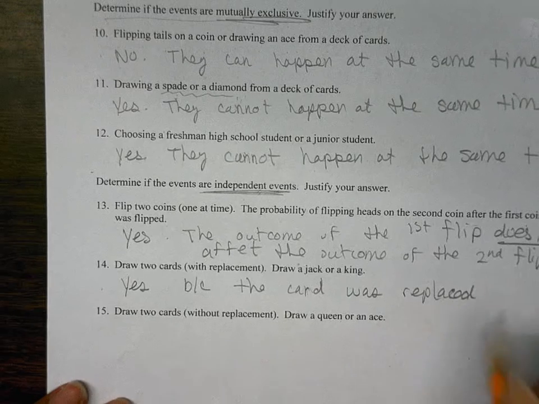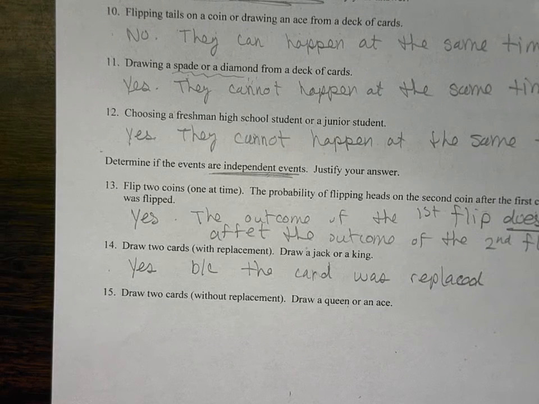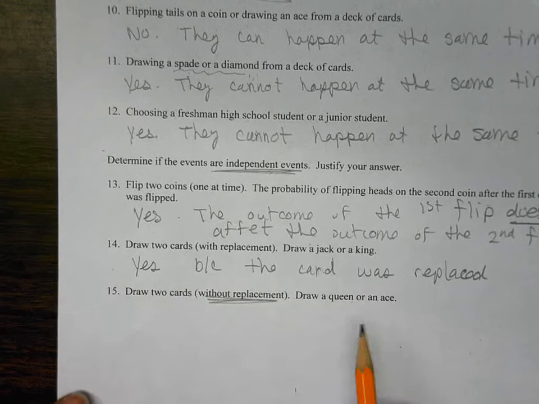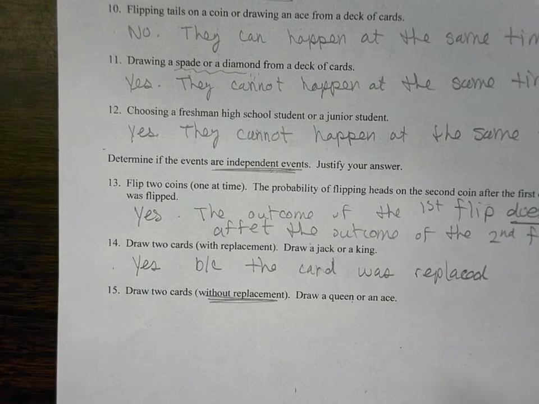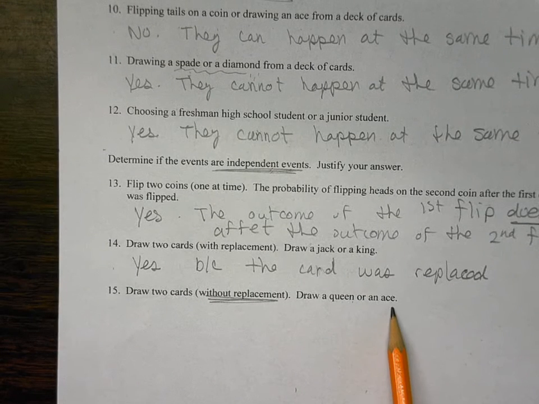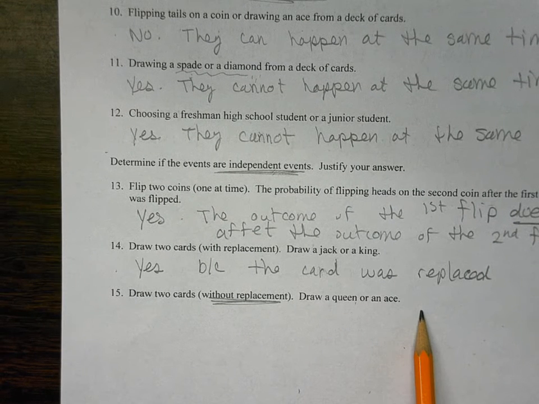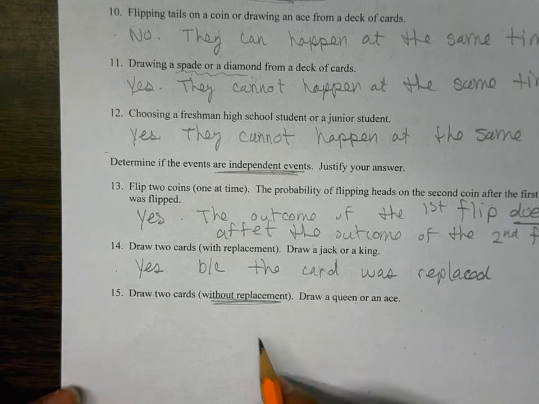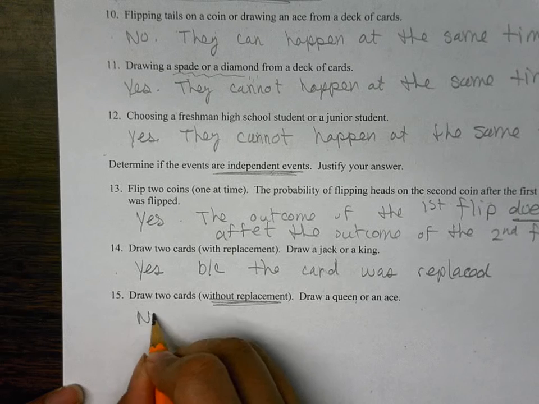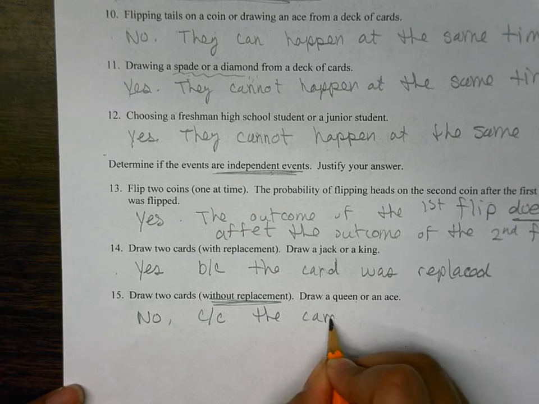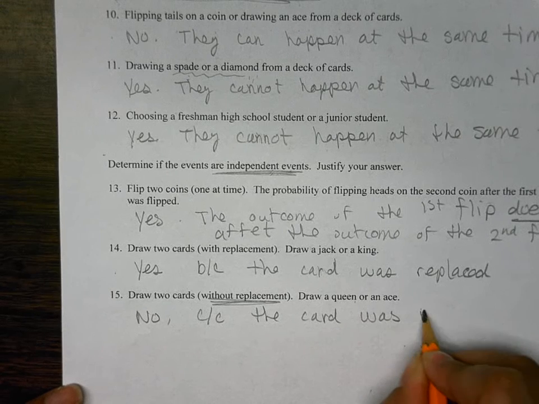Okay, same situation, but the card was not replaced. Without replacement, you take a queen out. You're going for an ace. Are there any less aces because you took the queen out? No, but there's a less what? There's one less overall card. So does it change your probability? Yes. So is this independent? No. And why is it? Because the card was not replaced.